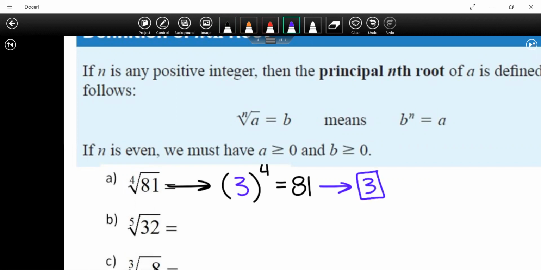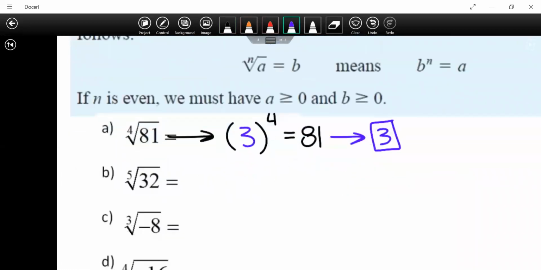I'm hoping that kind of helps you out. That makes a little bit more sense. It's the same thing here. What would be a number that when you raise it to the 5th power gives you 32? 2.